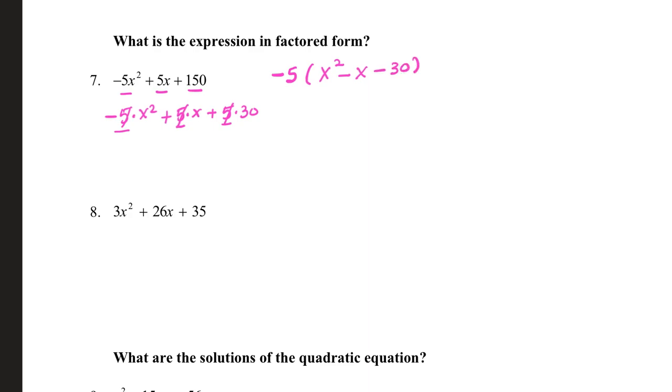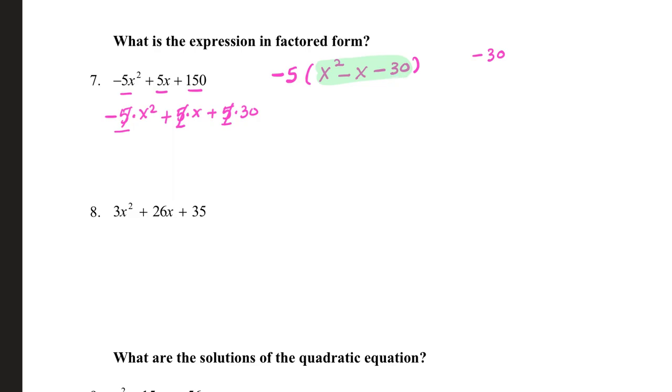Now, if you wanted to check my work, all you'd have to do is apply the distributive property. And you'll notice that negative 5 times x squared gives you negative 5x squared. A negative times a negative gives you a positive 5x. And a negative 5 times a negative 30 gives you a positive 150. Now, we are going to factor this expression.